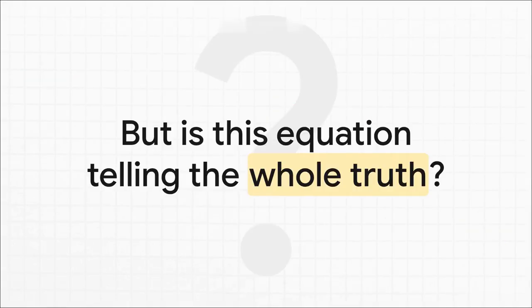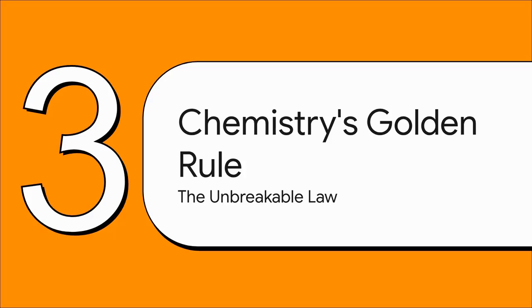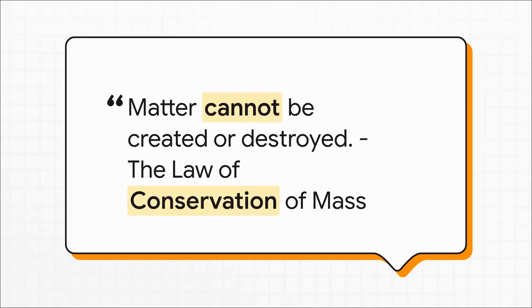Now, this looks perfect, doesn't it? Short, simple, universal. But there's a hidden problem here. This neat little equation, it's actually breaking one of the most fundamental laws in all of science. It's not telling us the whole truth. And to figure out why, we need to talk about what I like to call chemistry's golden rule. This is a law that every single chemical reaction in the universe has to follow, no exceptions. And here it is, the law of conservation of mass.